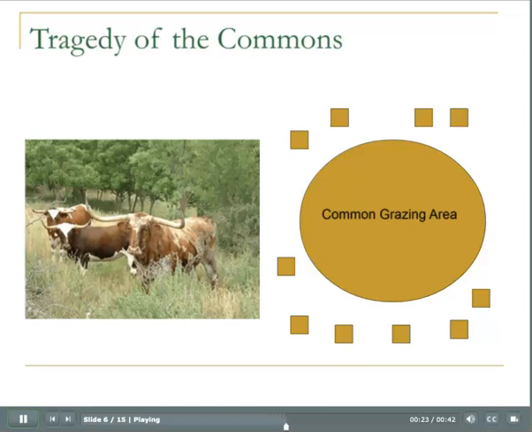In the morning, people take their cows from their pens, take them to the commons area, and let them graze all day long. And then in the evening, they come back. They bring their cows out of the commons area, put them back in their pens. And this has been the daily pattern of life for generations and generations.